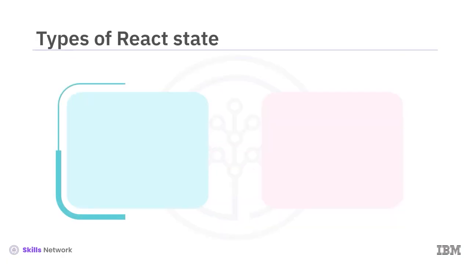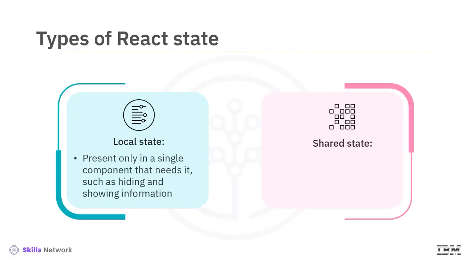React components have two types of state in an application, local and shared. Local states live in a single component and cannot be accessed by other components. A component that shows and hides information would use a local state. A shared state can be accessed and changed by more than one component. A list of orders in an ordering application would likely be a shared state.